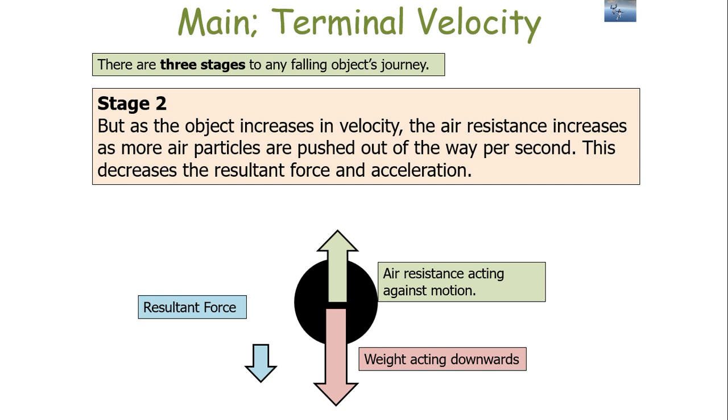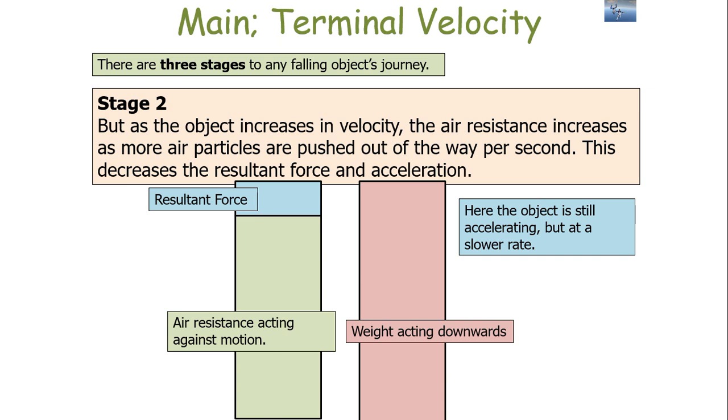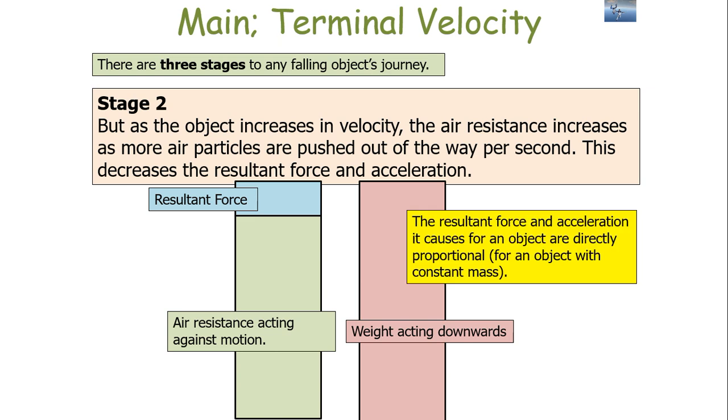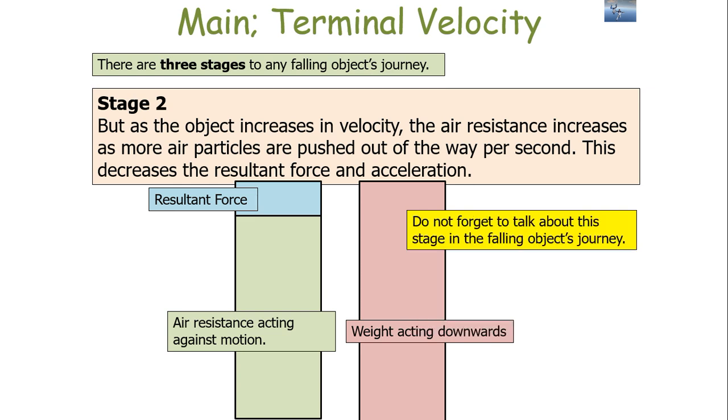This produces a smaller resultant force and therefore a smaller acceleration. So as we can see, the weight has not changed size, but the air resistance has gotten bigger. So as a result, this resultant force, the difference between the two, is now smaller. The object is still accelerating because there's still a resultant force, but it's accelerating at a slower rate. Now remember, the resultant force and the acceleration it causes are directly proportional for an object of constant mass, which this is, which is Newton's second law of motion. So as the resultant force is decreasing, the acceleration it produces is also decreasing.